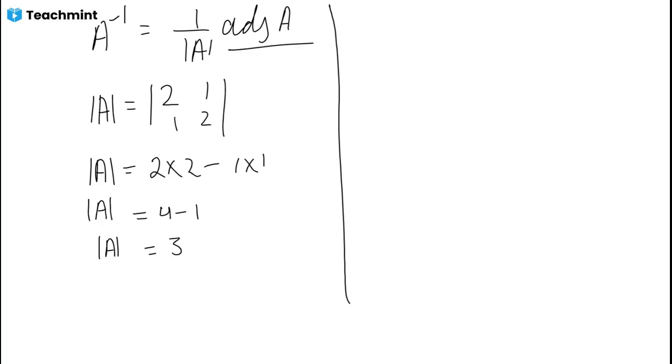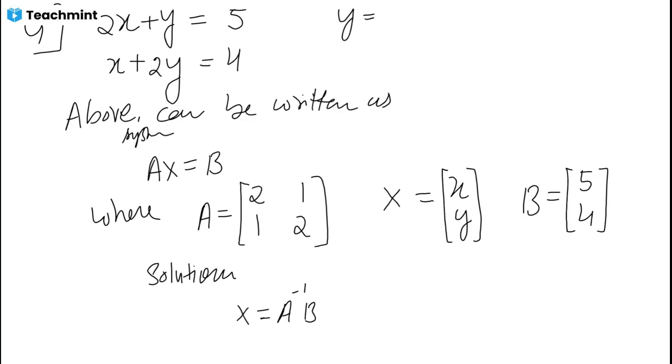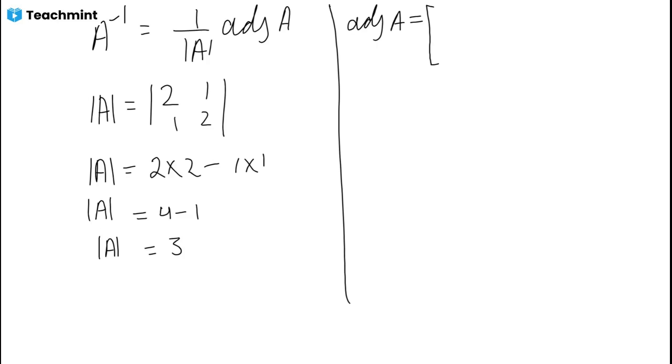Now we need to find the adjoint also. Adjoint of A, just exchange the elements. We have the same elements on the diagonal, so if we exchange, we'll get the same, and just take the opposite sign of these two elements. So 2, 2, minus 1 and minus 1. So the inverse of A is 1 by 3, because the determinant of A is 3, and take the adjoint of A.